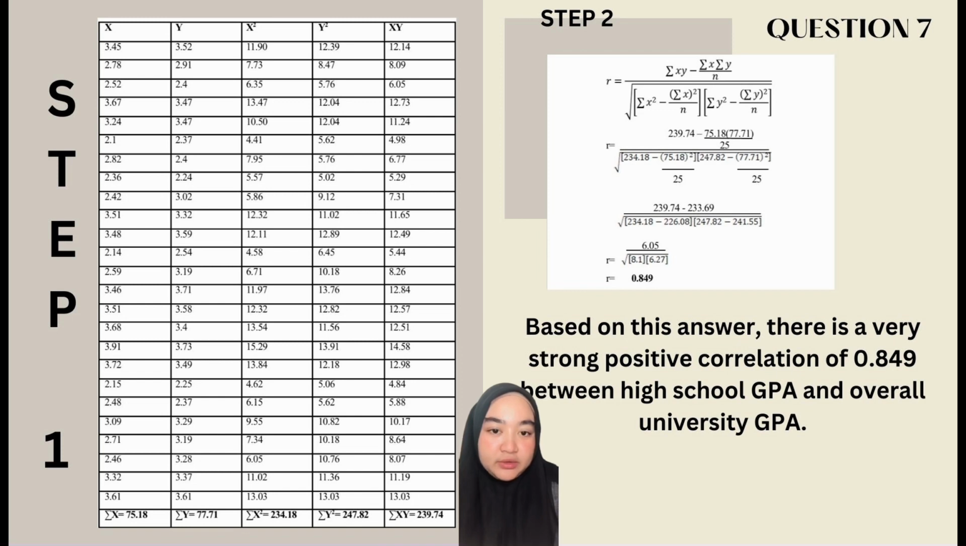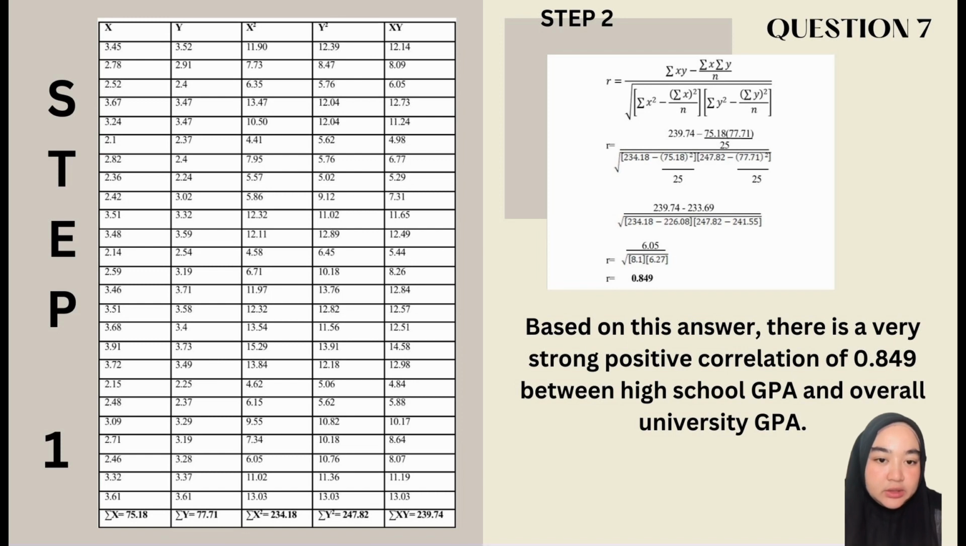Question 7 has 2 steps. The first step is like the table: you must total all and you can get the answer. For the second step, you must calculate using the formula that's given. Based on this answer, there is a very strong positive correlation of 0.849 between high school GPA and overall university GPA.